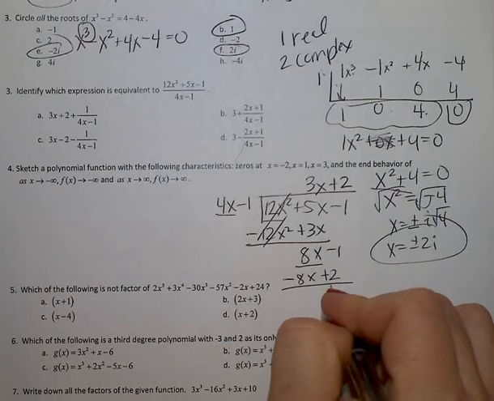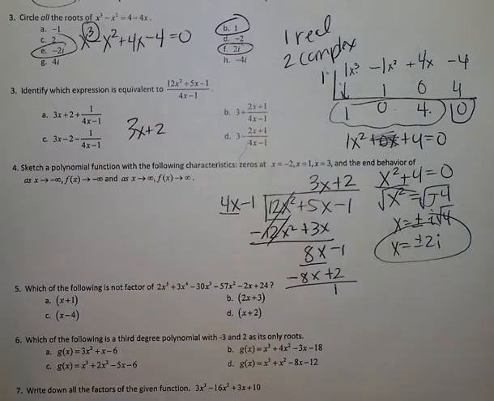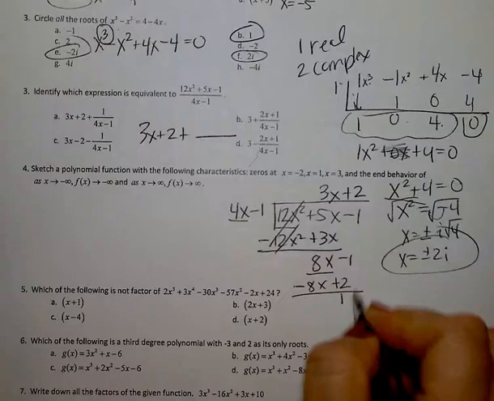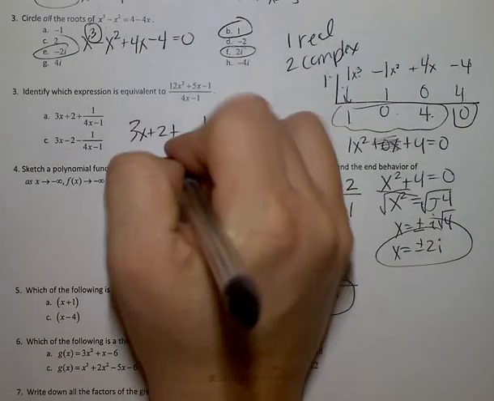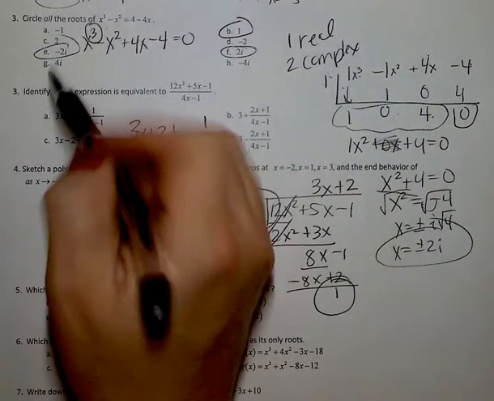So what does my answer look like? So it's 3x plus 2 plus 1 over 4x minus 1. Where is this answer? It is option A.